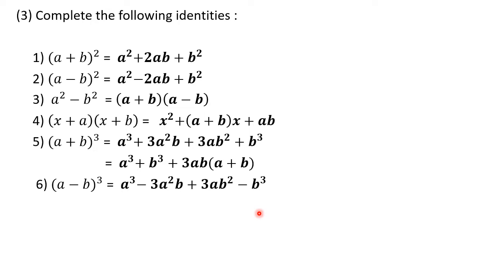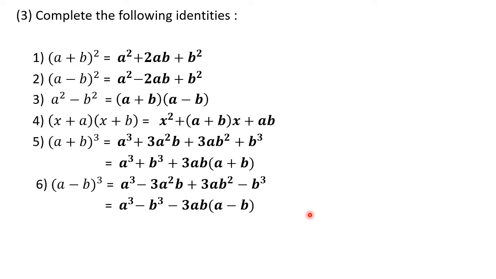Then one more form here, we can write it like this. See, the first term and the last term are taken together, a cube minus b cube, and from these two, minus 3ab is taken out common, so here we have a minus b. This sign is changed because of the minus sign. Because of this minus sign taken out common, the negative term became positive and the positive term became negative. So this way you can write down these identities.